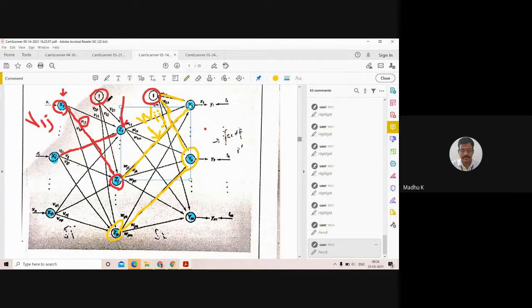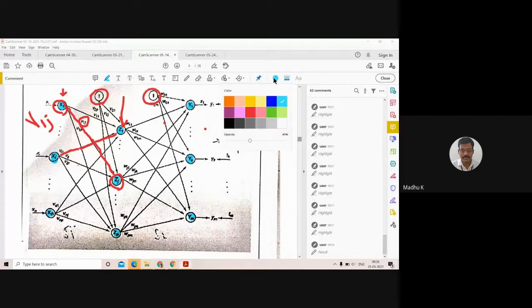Then, as we already discussed, this is an input neuron, and this is a bias neuron. A bias neuron is a neuron with input 1, and it is attached to the hidden layer. Similarly, one bias neuron is attached to the output layer also. This is about the network, and this is the final layer.